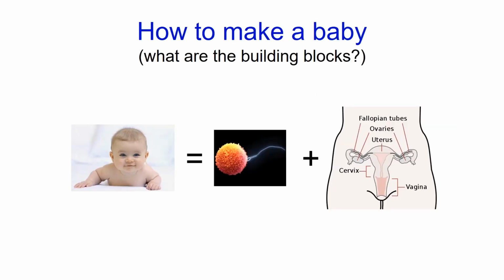Well, what's important to know is that Louise was possible because her dad was able to contribute a sperm, and her mom was able to contribute an egg, and that her mom had a uterus that was receptive to embryo implantation and embryo development.